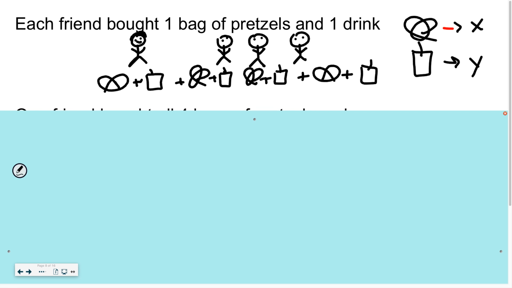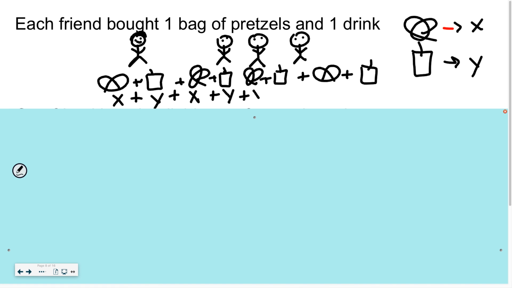What would this look like? What would this be? Using the variables: X plus Y plus X plus Y plus X plus Y plus X plus Y. Will that give me the total of 4 drinks and 4 pretzels? Yes. Raise your hand if you did that. Good, a few of you did. Awesome. It's going to be cool to see which of you did that and which of you did the other option. Okay, so that's one option.